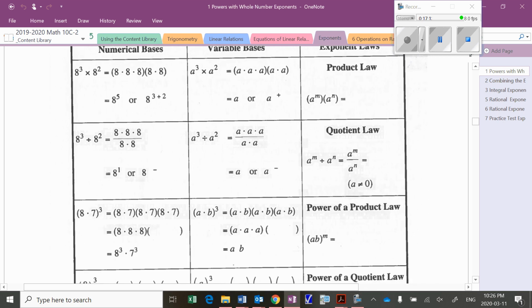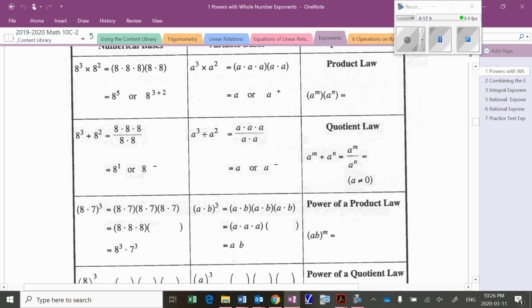So for example, if I've got that first one, 8 cubed times 8 squared, expanding it out, 8 cubed is 8 times 8 times 8, and times 8 squared, 8 times 8. So we can see we've got 5 8s being multiplied together, so 8 to the 5th. So what we are actually doing is adding those exponents together. Similarly, if it works with numbers, it's going to work with variables. So again, if you're stuck with variables, go back to numbers, and that's going to help confirm things for you.